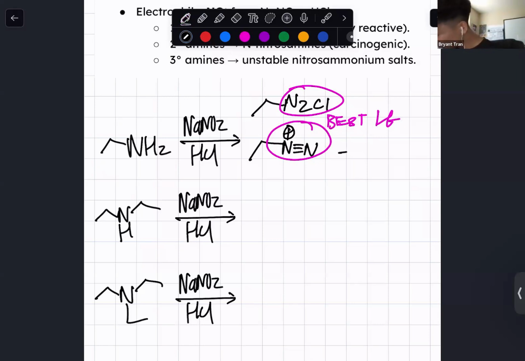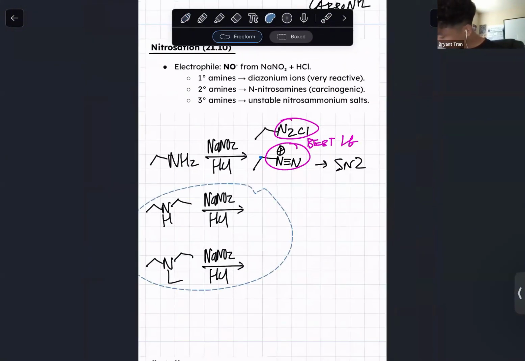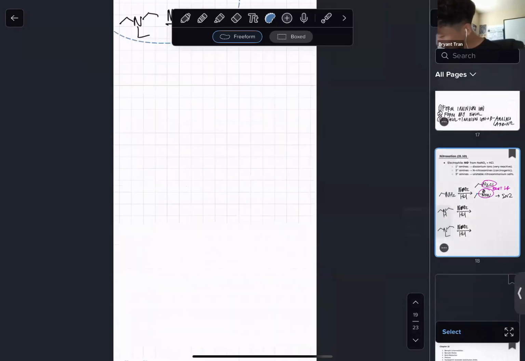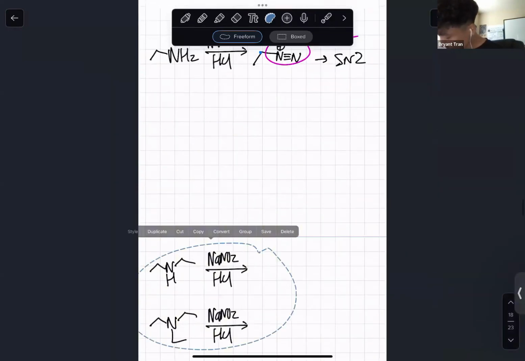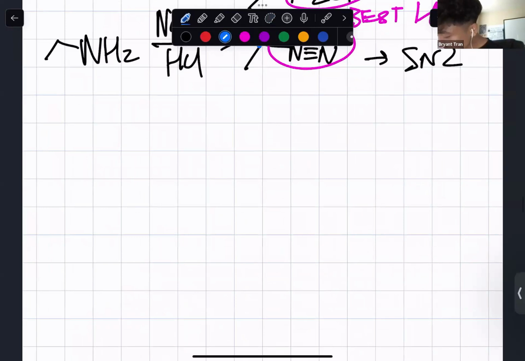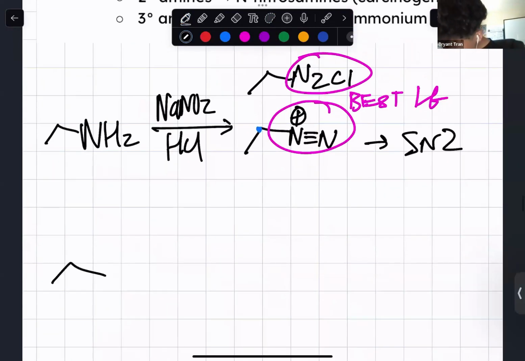It could do SN2, right? Especially if this is a primary substrate. So that's going to do SN2 right there. But let's say that you had a secondary substrate, which is still going to be a primary amine, but it's going to come off of a secondary carbon like this.